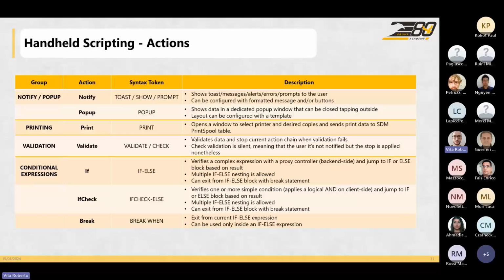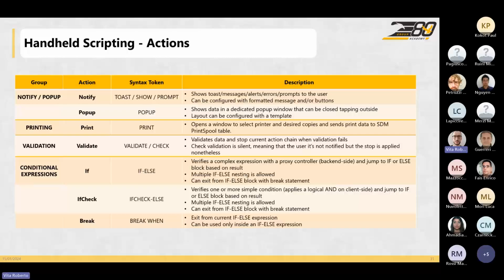We have a validation group, so we can validate data in our flow or in a specific step. We can validate data based on some validation that we can define. And of course, if the validation fails, we can stop the current action. The difference between validate and check is that check is silent. So when the validation fails, check does not alert the user. The user is not notified, but of course a stop is applied nonetheless.